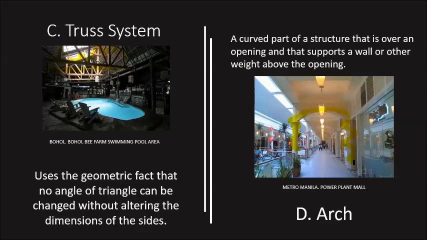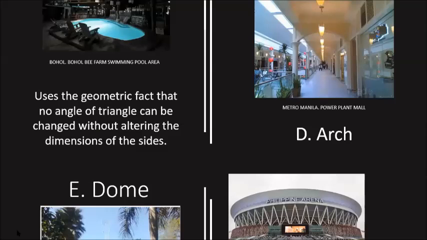So, the modern arc is much stronger than brick or stone, as it is made of concrete, steel, or laminated wood. So this example is in Metro Manila, the Power Plant Mall. So next structural devices are the dome and the shell structure.